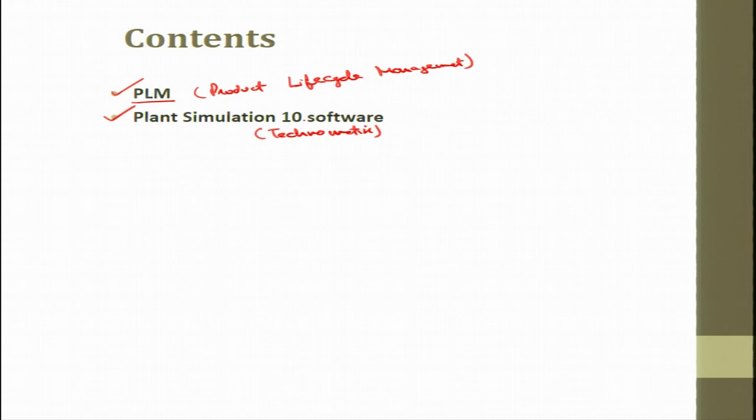Then we will discuss the software. Another software, Arena, is similar to this one. But the plant simulation or the PLM software that we have here at IIT Kanpur is the Siemens PLM version. So, this is a very advanced version. Arena has had extensive use in research and in actual application in industry.